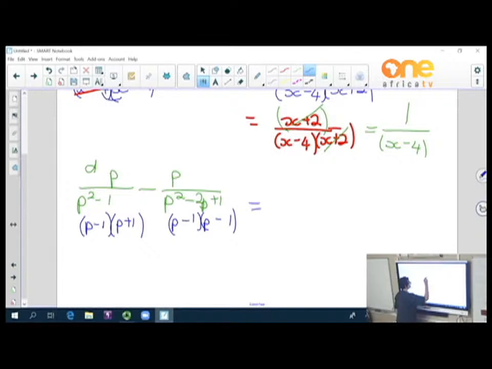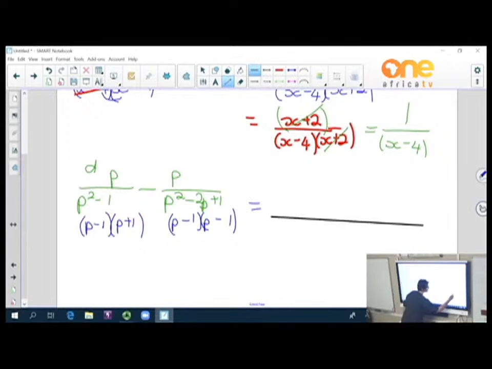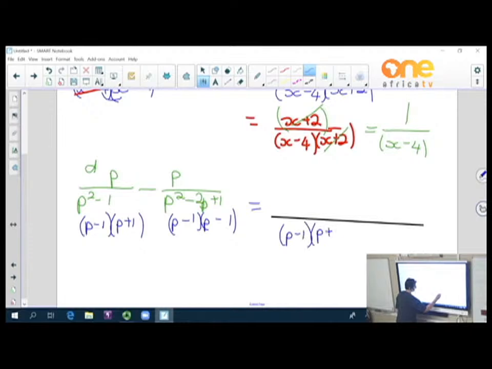So now what are we going to choose to be the LCM? I need a p minus 1. So we have p minus 1. I need a p plus 1. So this works here. But here I need another p minus 1, because there should be 2. It's like 4 and 8.